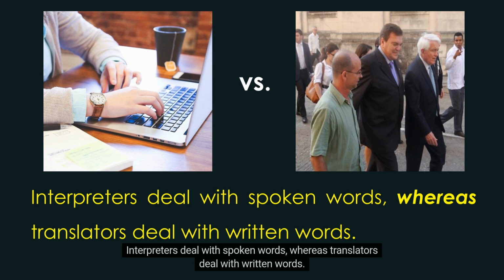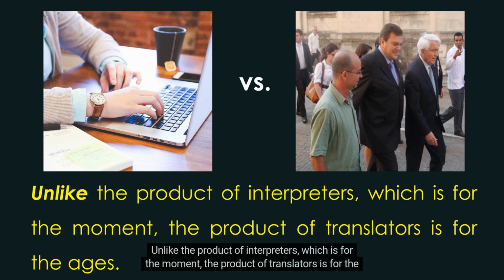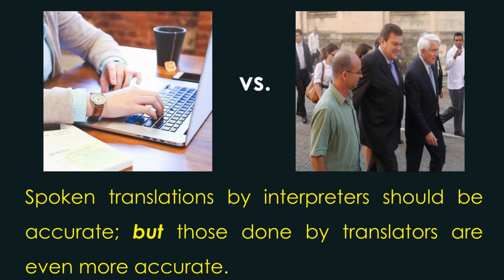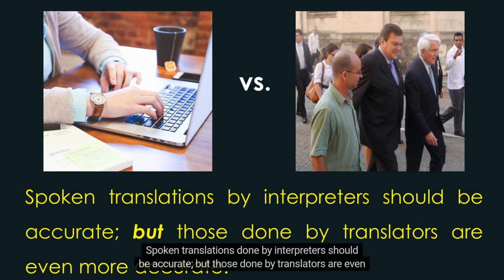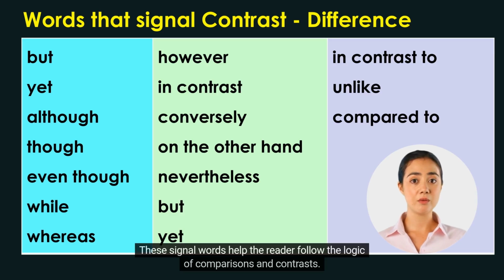Interpreters deal with spoken words, whereas translators deal with written words. Unlike the product of interpreters, which is for the moment, the product of translators is for the ages. Spoken translations done by interpreters should be accurate, but those done by translators are even more accurate. These signal words help the reader follow the logic of comparisons and contrasts.